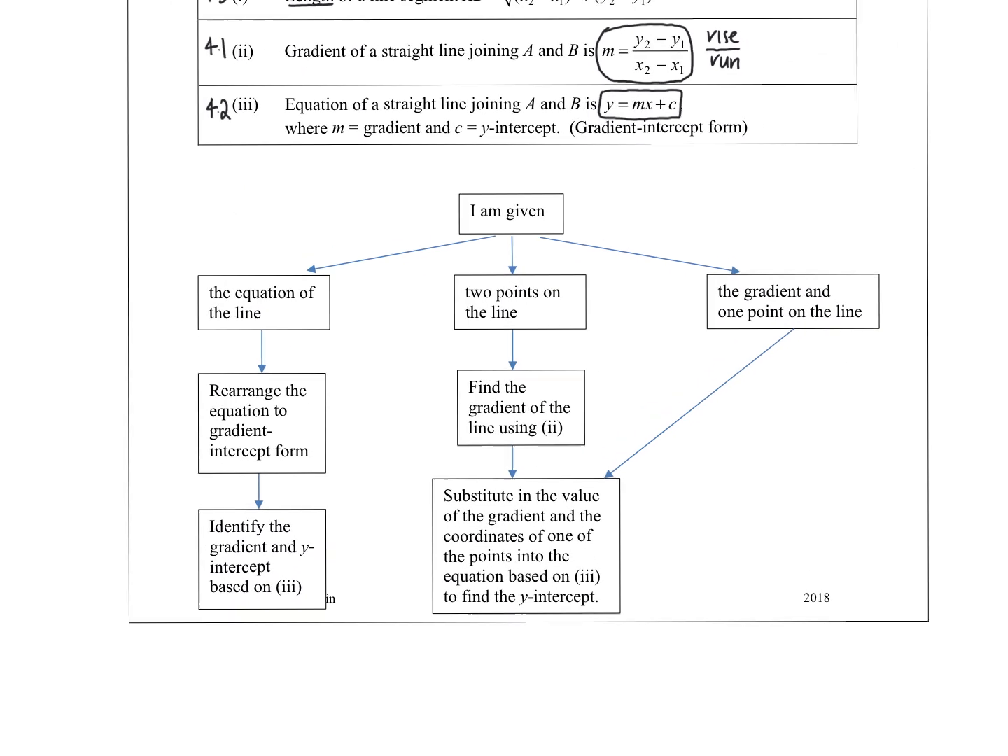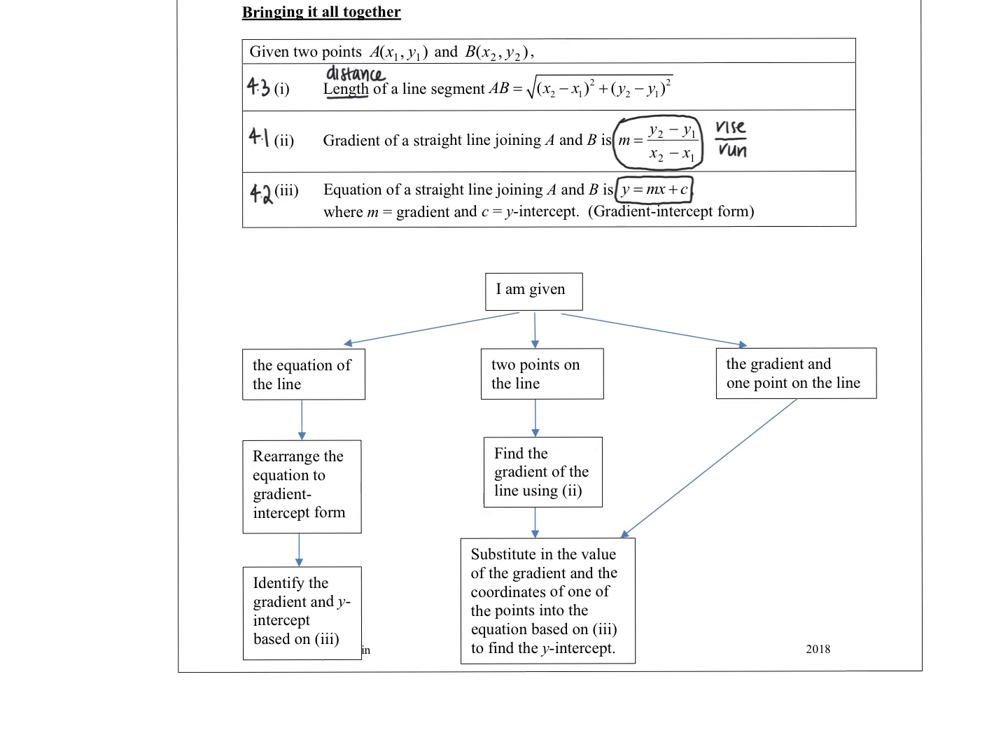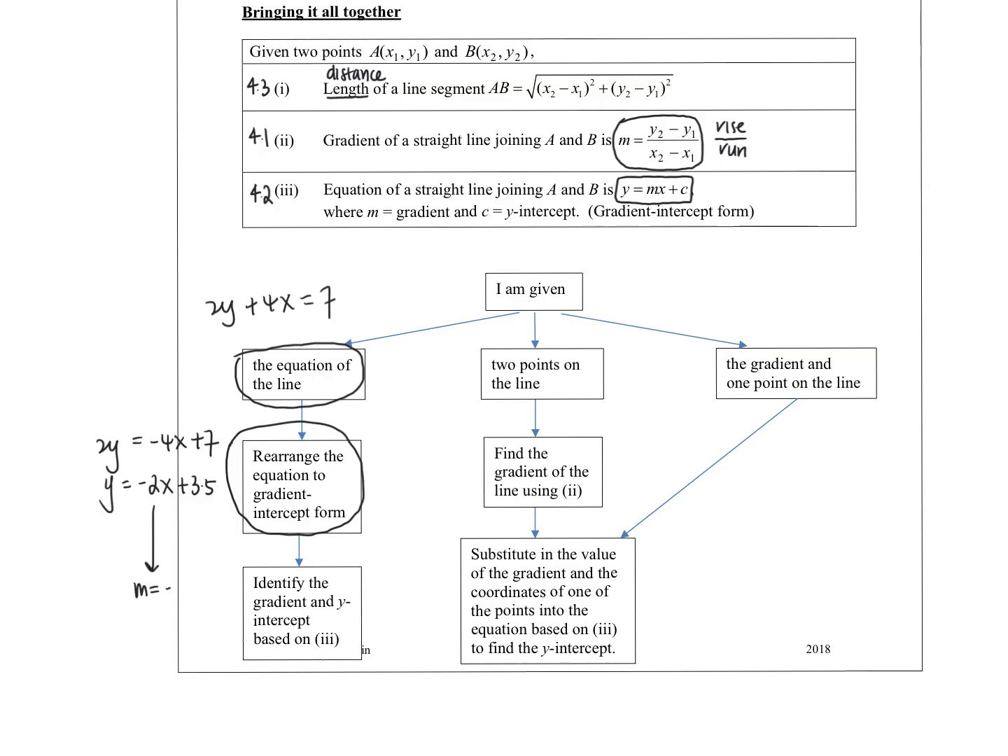So this is like the steps you can take when you are given a question. When you are given an equation of a line in any form, let's say 2y plus 4x equals 7, you always want to rearrange it into gradient-intercept form. So keep the y on one side, and then make y the subject of formula by dividing by 2 throughout. So finally, from here, we get the gradient, and then we get the y-intercept. So this is one possible question, or a part A.